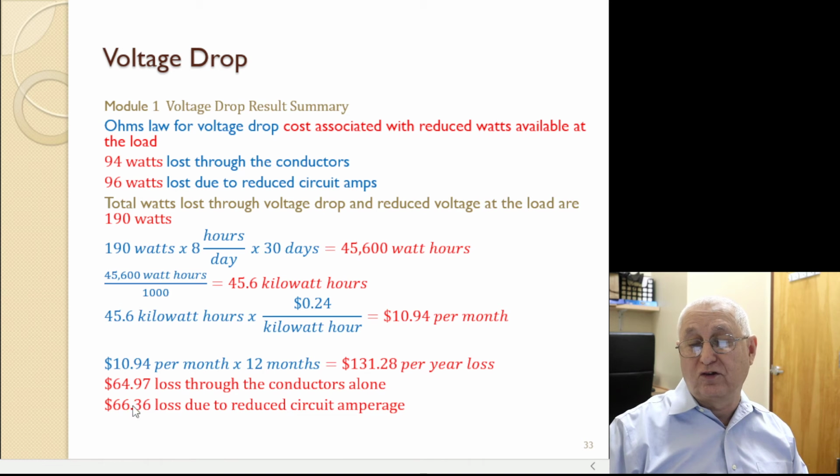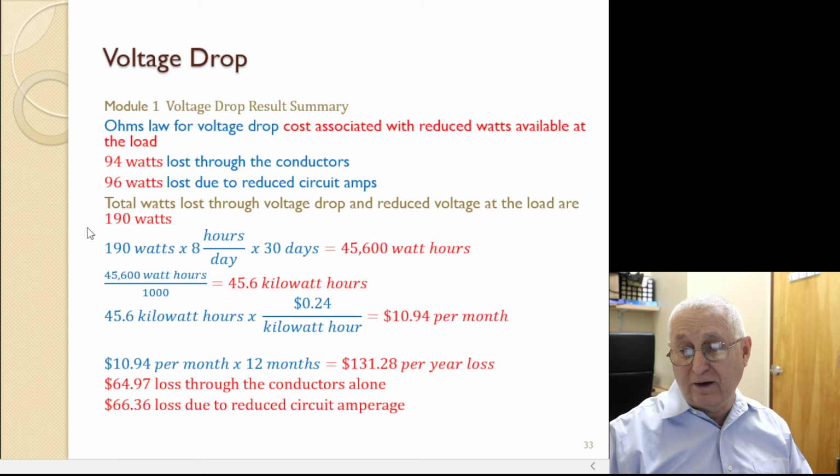And then another $66 is lost due to the reduced circuit amperage, because as the resistance went up, when we added in those two wire resistances, the current goes down, because current is inversely proportionate to resistance and directly proportionate to voltage.